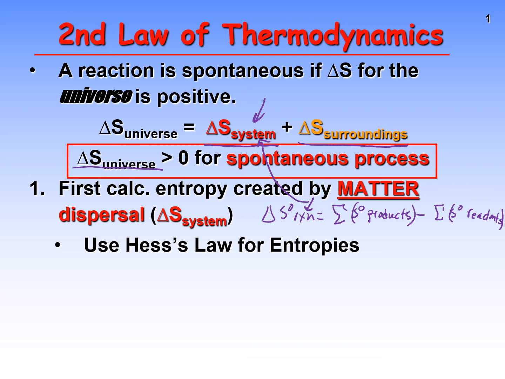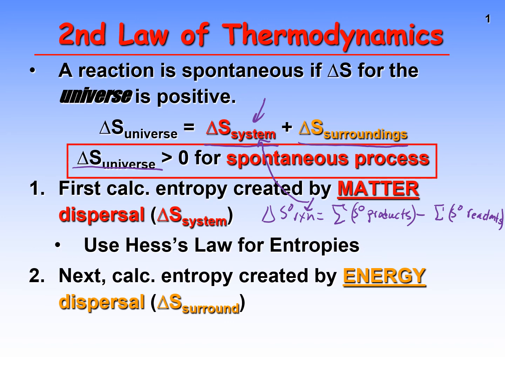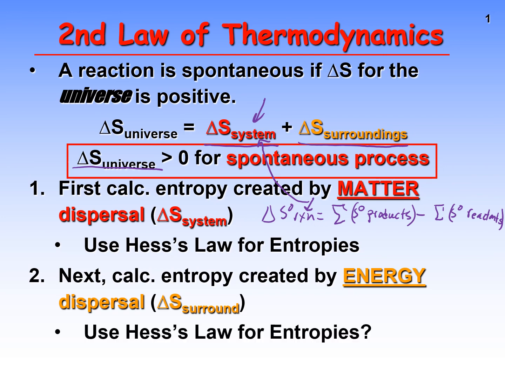Now, if we want to do this for delta S of the surroundings, the next question is, how do we calculate the energy dispersal component, i.e. the delta S of our surroundings? Do we use Hess's law for entropies? Well, no, we don't. That's not going to work. So we need to talk about how we can do that.